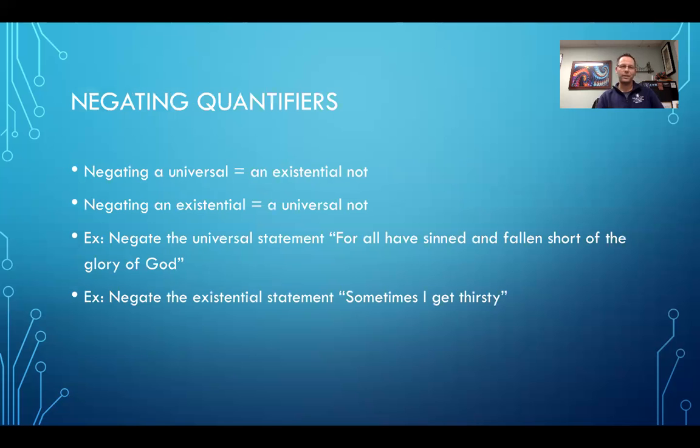What's kind of interesting is if you negate a universal statement, you get an existential statement. So if you say not for all, it means there exists not. Similarly, negating an existential means you get a universal. So to say there doesn't exist something means for all not. So if I have for all have sinned and fallen short of the glory of God, and I try to negate that statement, the negative of that statement is not a for all, it's a there exists. So the opposite of for all have sinned would be there exists a sinless one. There exists at least one.